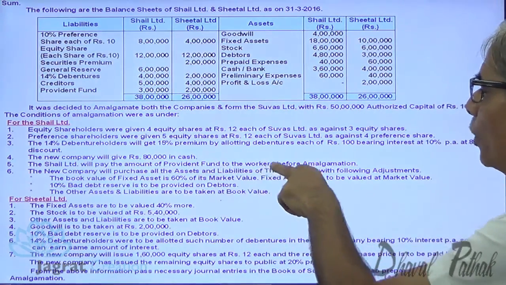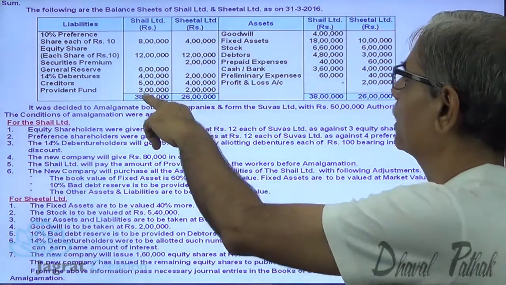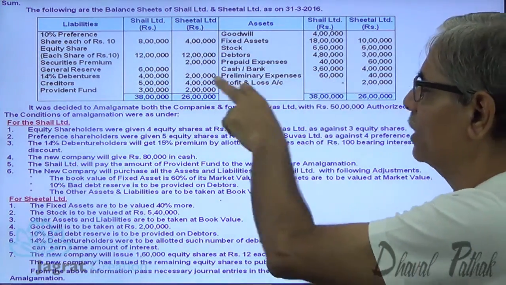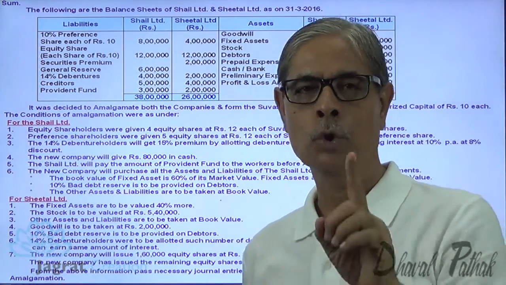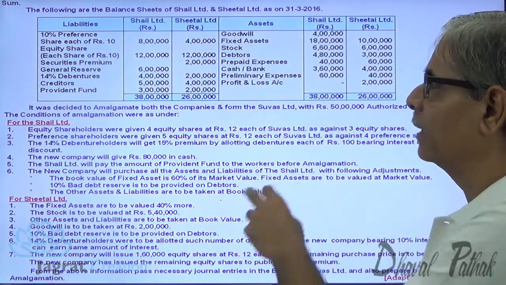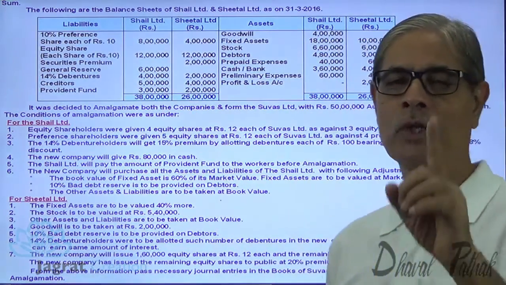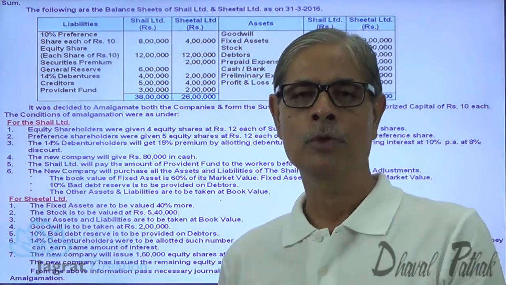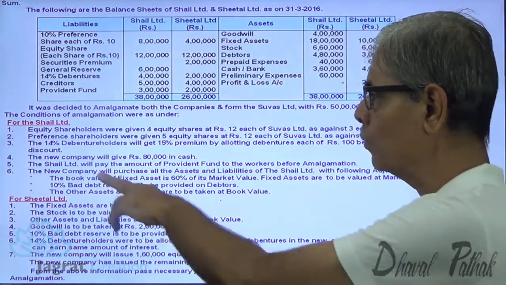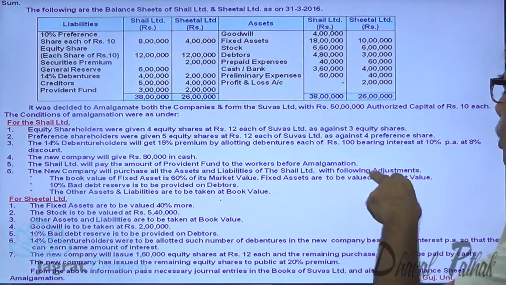The Shail Ltd will pay the amount of provident fund to the workers before amalgamation. So provident fund is 3 lakhs and the cash and bank balance is 3,60,000. So from 3,60,000, 3 lakh payment will be made. So cash balance left with Shail Ltd after making payment of provident fund will be 60,000. So in a purchase consideration statement, cash and bank balance will be 60,000. New company will purchase all assets and liabilities of the Shail Ltd.